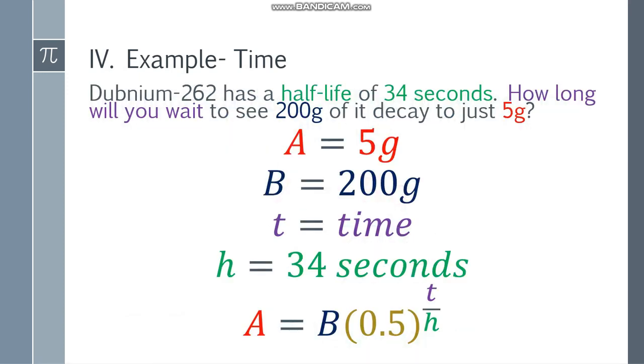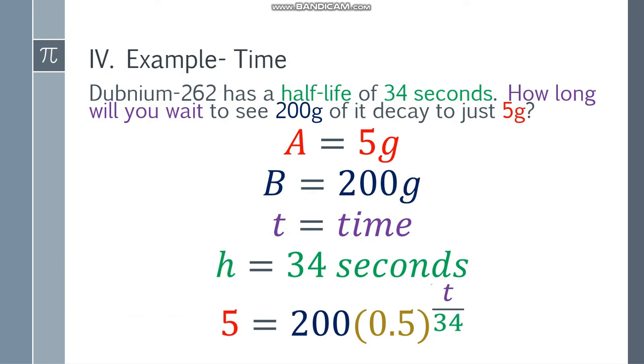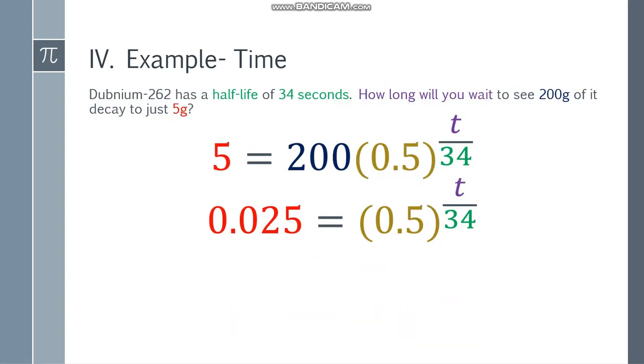Let's place the formula and substitute the values. Now 5 is equal to 200 times the quantity 0.5 to the T over 34. Again, we are asked to find T. So let's simplify the equation. Divide both sides by 200 and you will get 0.025 is equal to 0.5 to the T over 34 power.